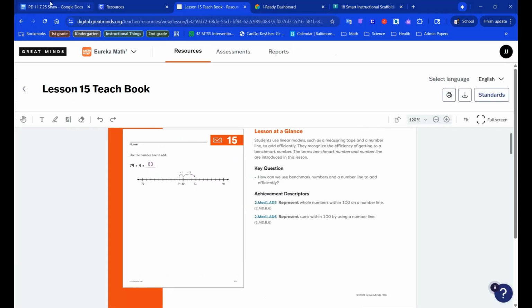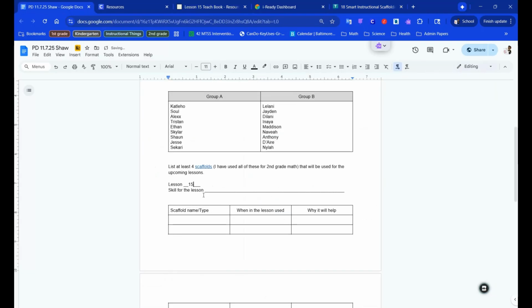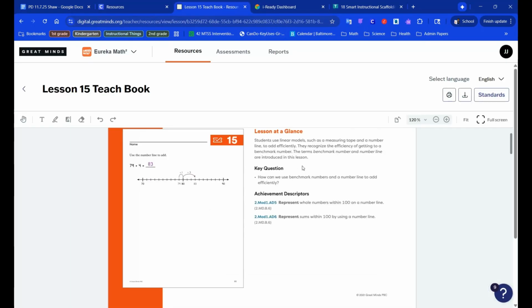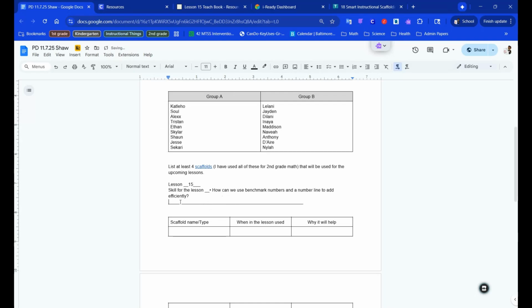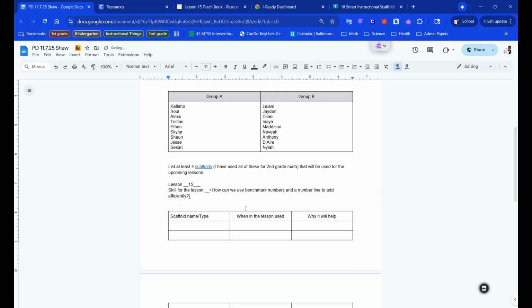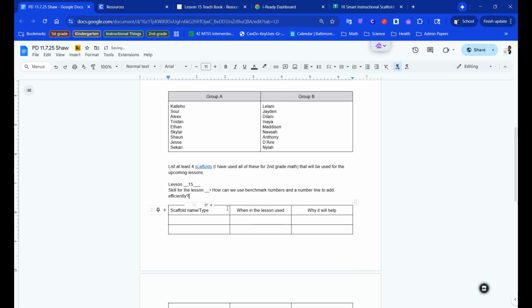If I'm on lesson 15, and this lesson talks about using benchmark numbers and numbers to add efficiently, then that's what my skill is. That's what I'm focused on. So now I have to think, how can I get that to my students easier? What do I need to do to make sure that the Jadens and the Madisons are able to access this learning effectively?